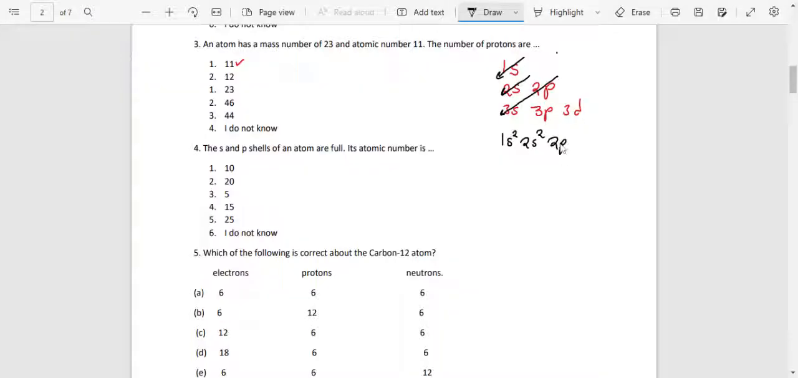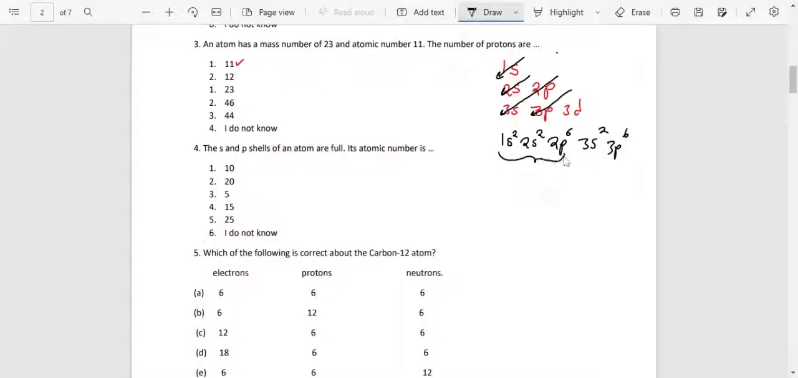The 2p orbital with a maximum of 6 electrons, because the question is saying the s and p orbitals are all full. So if you fill the 2p, you're supposed to fill the what? The 3s. Okay, the 3s orbital with also 2 electrons. After filling the 3s, you're supposed to fill the 3p, also with 6 electrons, and then you continue filling. Now we're only interested in the s and the p.